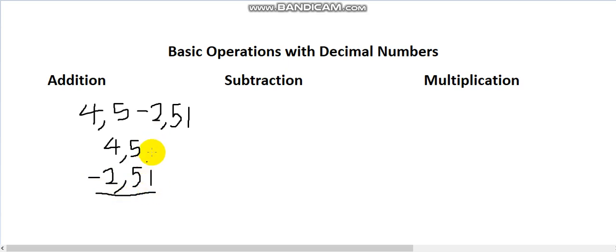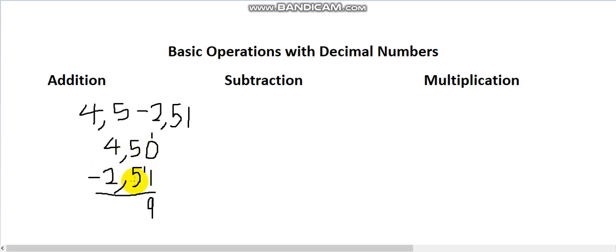First thing we notice is that 1 doesn't have anything above it, so I'm going to put a 0 here. And I'm going to start by saying 0 take away 1. Can I do 0 take away 1? No. So I need to borrow a 10. Make this 0 a 10. 10 take away 1 makes 9. I return this 10 that I borrowed here to the 5, and the 5 becomes a 6.